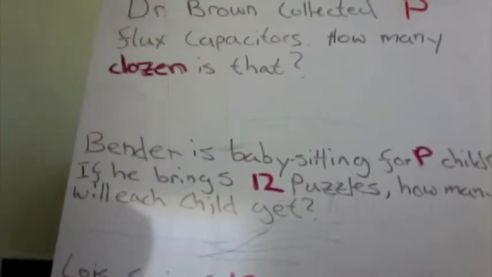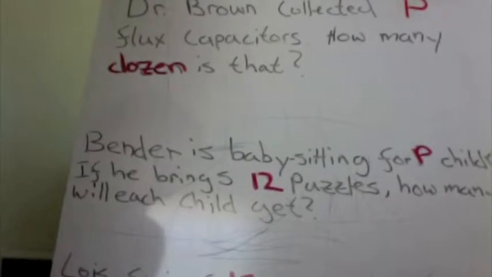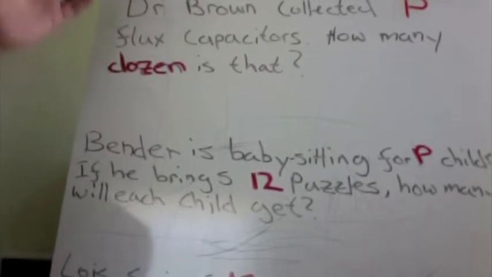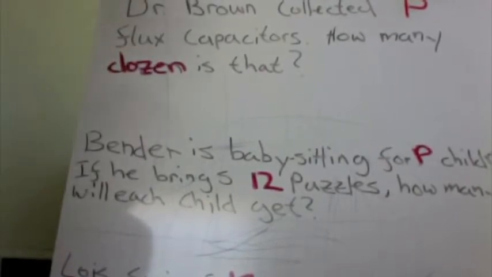Okay? Now, story problems aren't as intimidating if you know how to deal with them. So part of what we're learning here is how to deal with story problems. To deal with story problems, you want to break things up into little, tiny, bite-sized chunks. You don't want to deal with the whole thing at a time. Okay? So if I read this, it says, Dr. Brown, or Doc Brown, collected P flux capacitors. How many dozen is that?